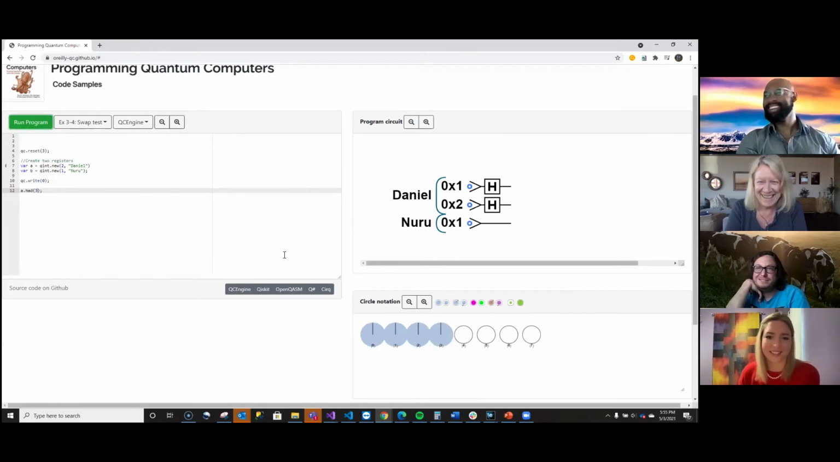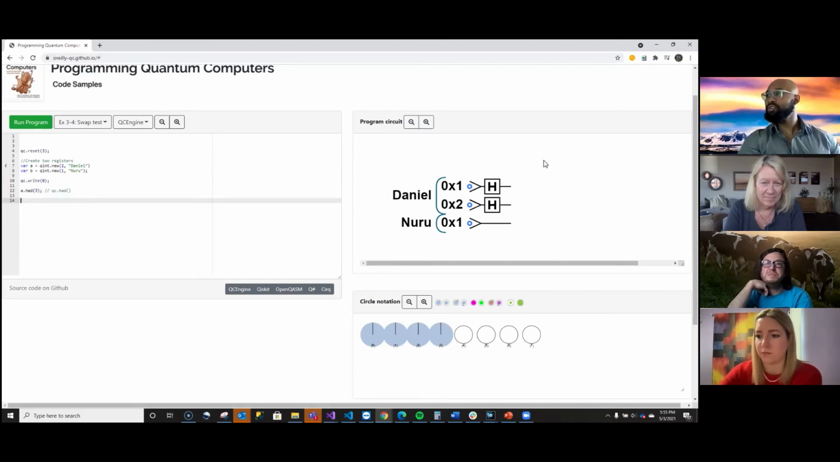Ta-da! Which is basically qc.had. Not Gerard. Okay. So now we've put those two into superposition, but this one is not in superposition.